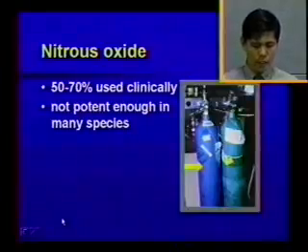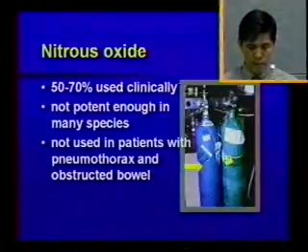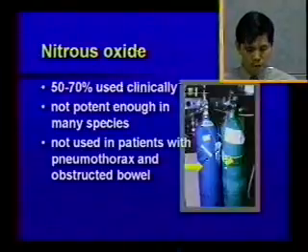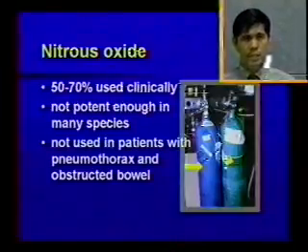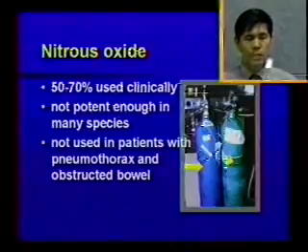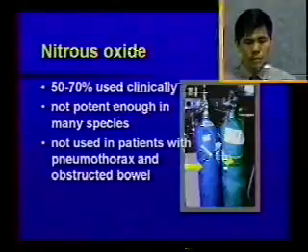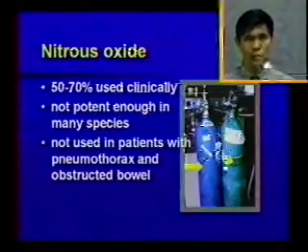As I've mentioned, nitrous oxide is not potent enough in many species. It would not cause them to be anesthetized. Therefore, it has to be used with a primary agent like halothane or isoflurane. Another thing that you have to remember about nitrous oxide is that it is not an agent you want to use in patients with pneumothorax as well as patients with obstructed bowel. The reason for this is that when you give nitrous oxide, it is very soluble. It diffuses quickly to this gas packet, and it expands the gas packet. Now, nitrogen is less soluble than nitrous oxide, and it stays. So what happens when you give nitrous oxide, there's this expansion of this gas packet, worsening the condition of the animal.